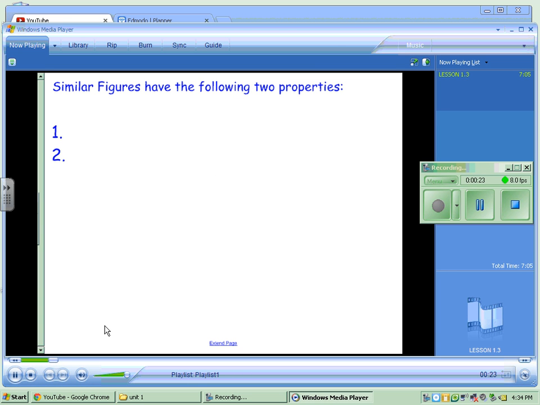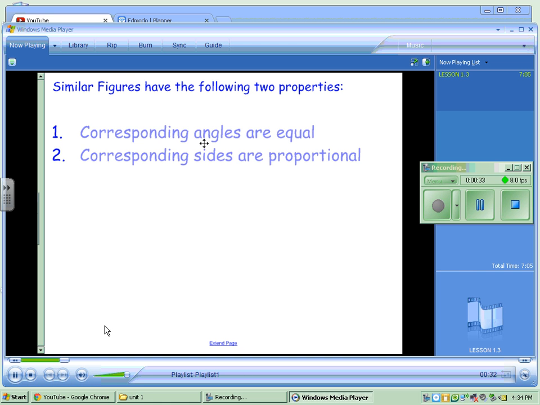Similar figures have the following two properties, and I say similar figures even though we're going to be focusing on similar triangles. So it could be similar squares or similar diamonds, but we're going to focus on triangles. Similar figures always have corresponding angles that are equal, that are the same size, and then corresponding sides that aren't equal but are proportional. So it's just as if you've enlarged or reduced the shape. Same size, same shape, but the sides are different, but they change in a way that is proportional.